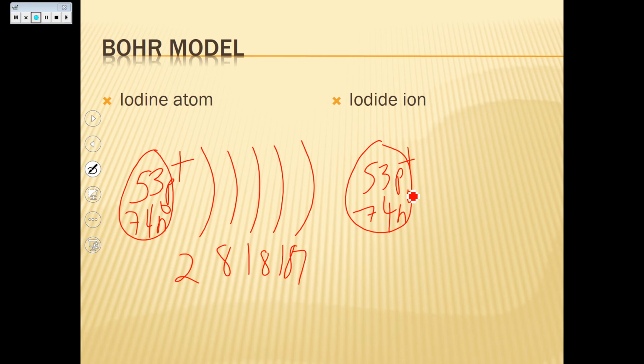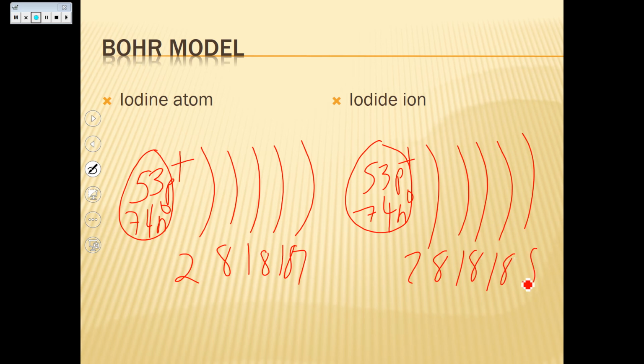That doesn't change. But what does change is that that 5th shell is going to pick up 1 electron. So its picture looks like this.